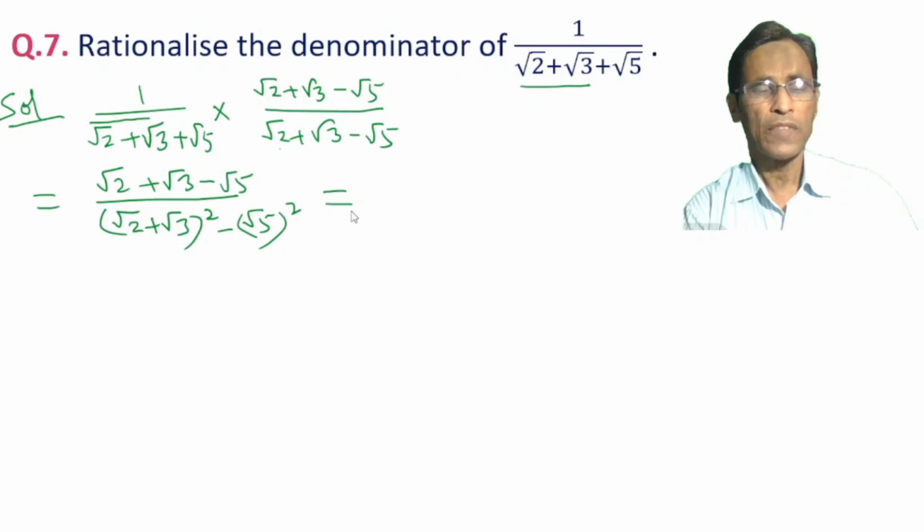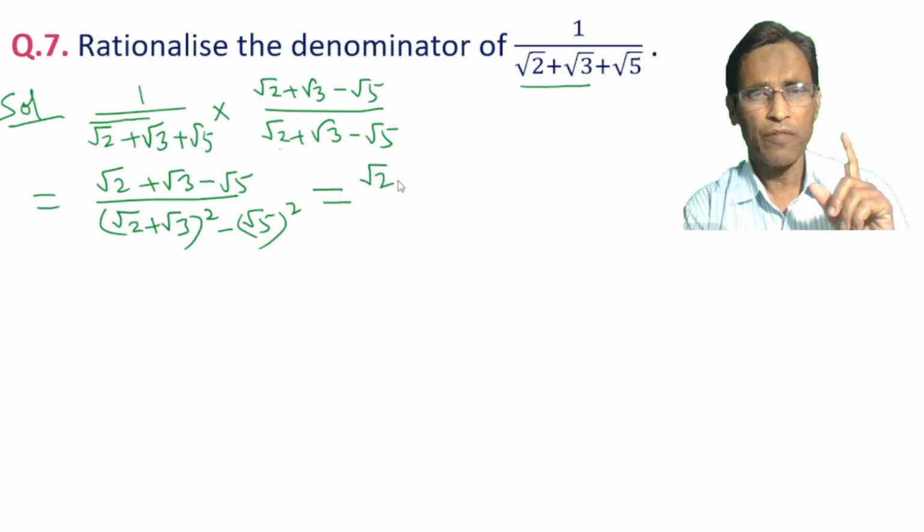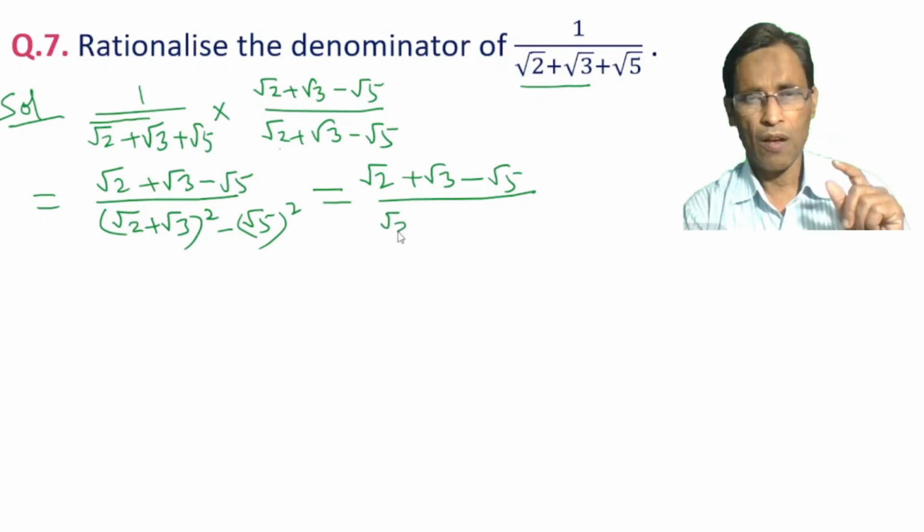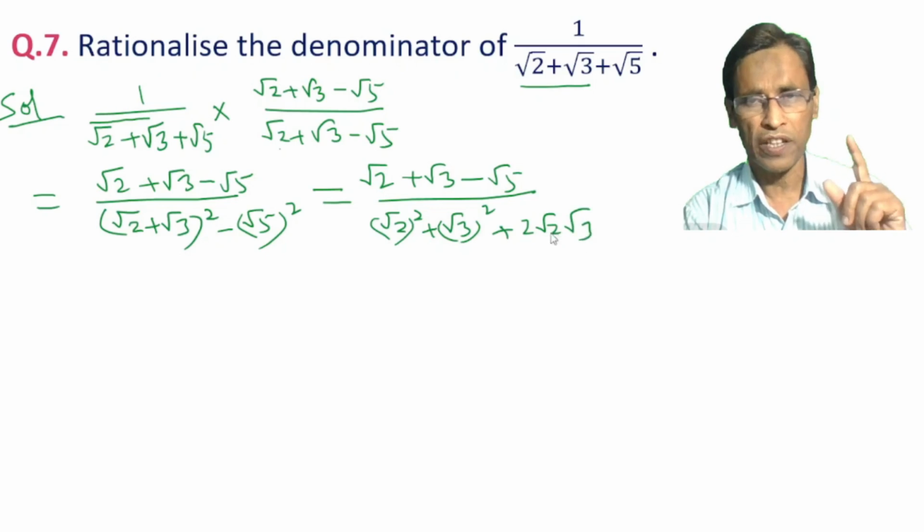And now in the next step, numerator will be as it is, root 2 plus root 3 minus root 5 by, in the denominator, root 2 plus root 3 to the whole square can be expanded as root 2 square plus root 3 square plus 2 root 2 into root 3, and then minus root 5 square means 5.